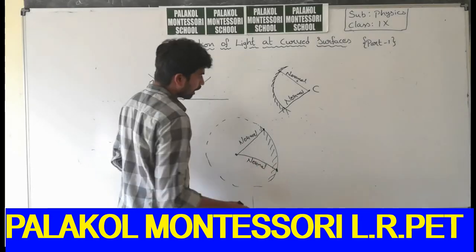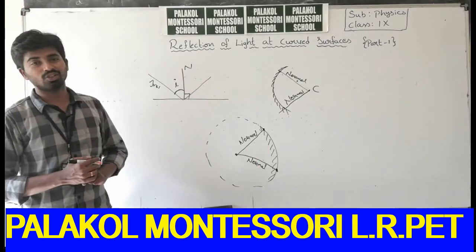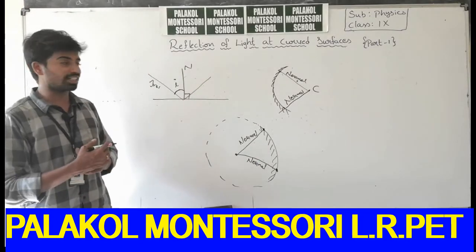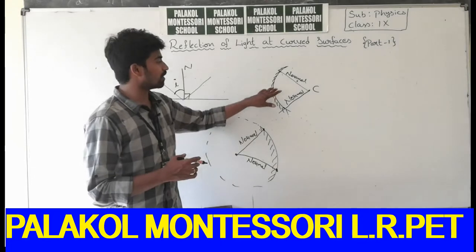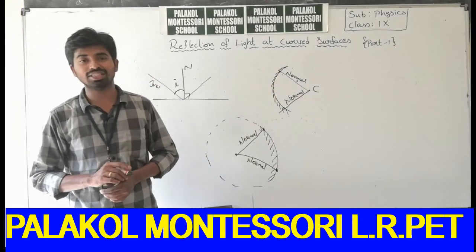So, we have seen how the normal lines will be drawn for spherical surfaces. In the next session, we will learn about how reflections occur at curved surfaces. With this, the session is completed. Thank you.